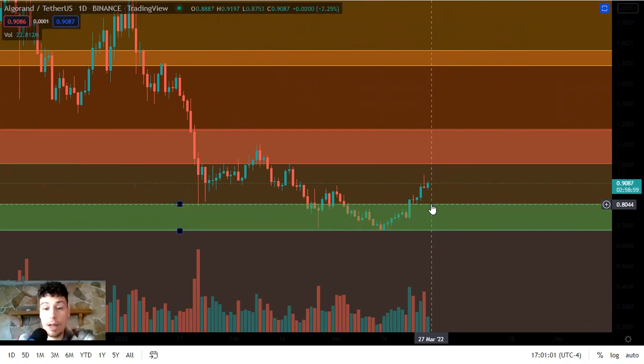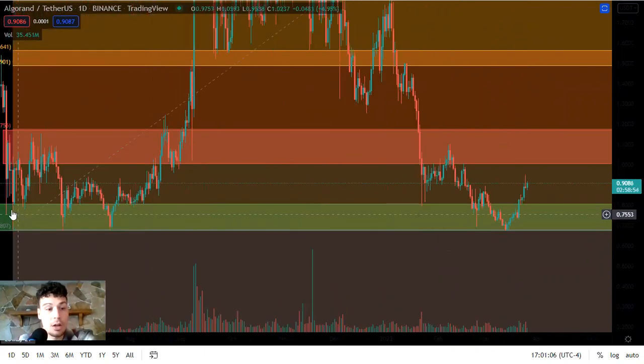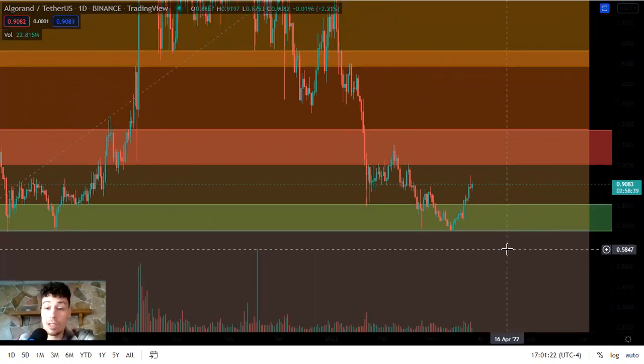Now, one thing to keep in mind, the more times that we test this demand zone, the more buyers are being used up in the market, the more demand is used up in the market. Boom, we drop down, demand comes in, steps in, brings it up. We come down, demand comes in, come down, demand comes in. Eventually demand for this area will fall.